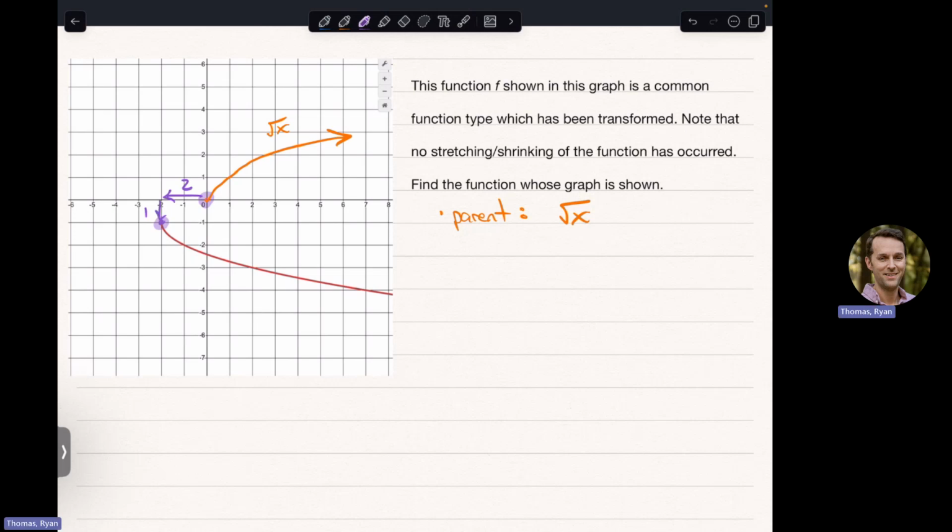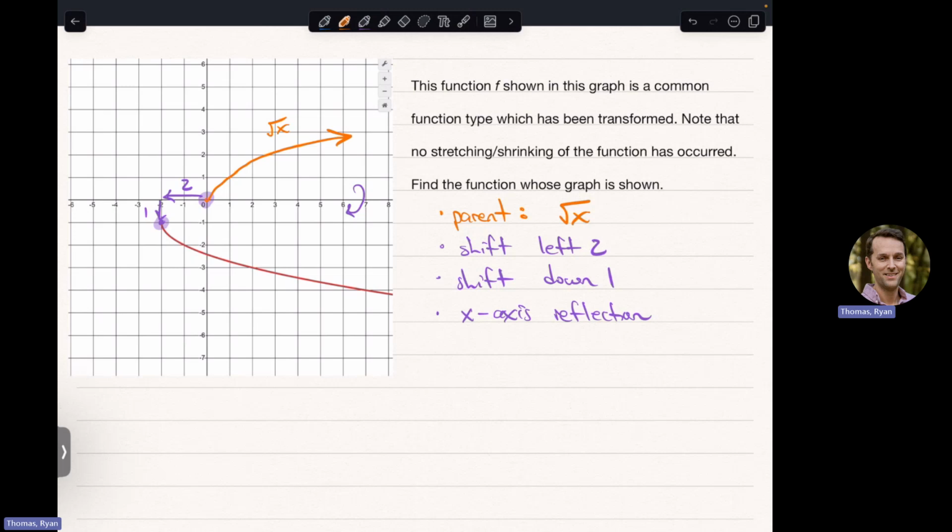The other thing that's happening is that the function is upside down, so we've reflected over the x-axis. So we've got a shift to the left 2, down 1, and an x-axis reflection. Again, that holds the x-axis still and flips the thing upside down. So upside down is what an x-axis reflection results in.